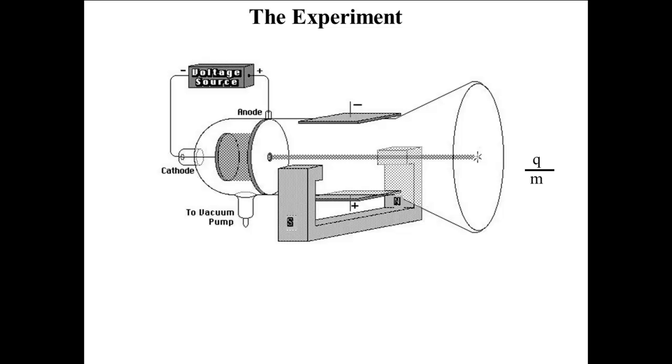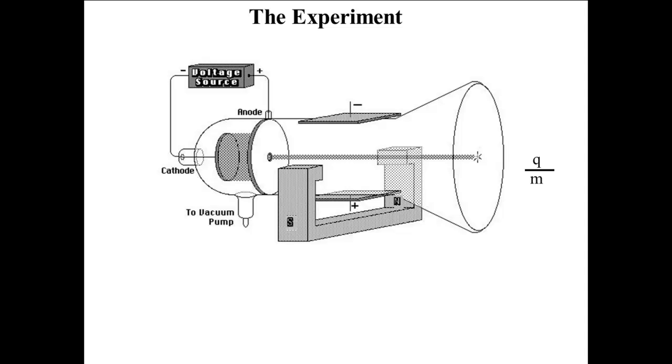If one tries different metals for the cathode, the same charge-to-mass ratio is produced, which strongly suggests that we are getting the same particle, the electron. The electron has a very large charge-to-mass ratio.